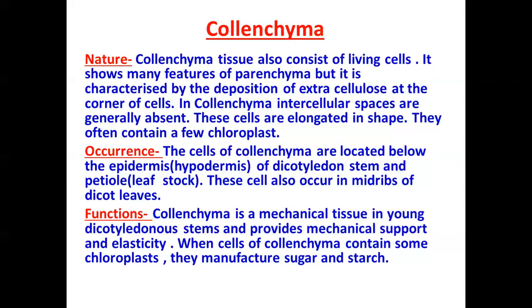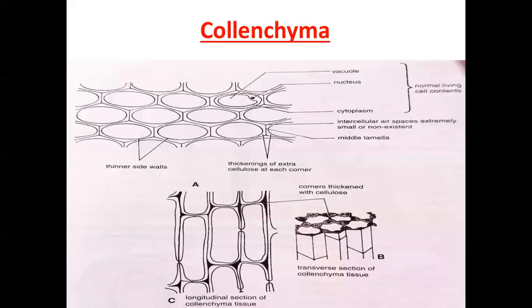Now next we have to see, this is the diagram of collenchyma. So in this you can see, first one, A, is representing basically the transverse section of cells, B, transverse section of cells showing deposition of cellulose at the corners.